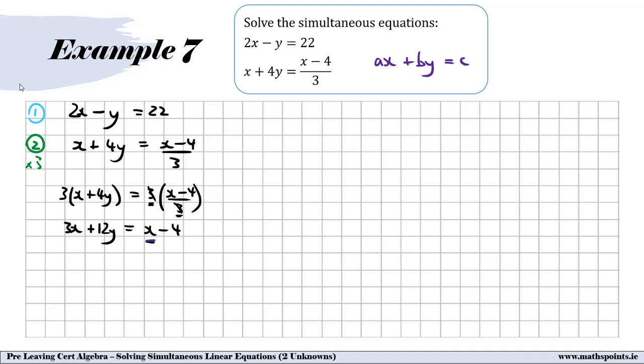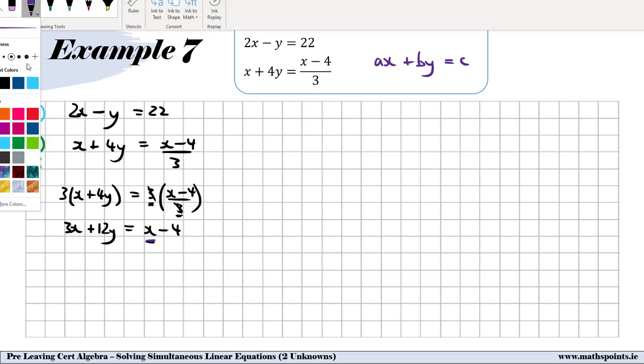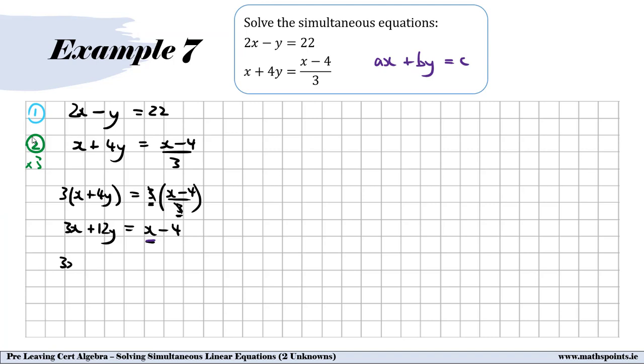And the way that we're going to remove that x is we're going to subtract an x from both sides. So on the left hand side, I have 3x plus 12y minus x, so I'm subtracting an x from the left hand side, and then I'm subtracting an x from the right hand side, which is going to get rid of that x that's there, and I'm just left with minus 4. So 3x minus 1x is 2x, then I have the 12y, and that's equal to minus 4.